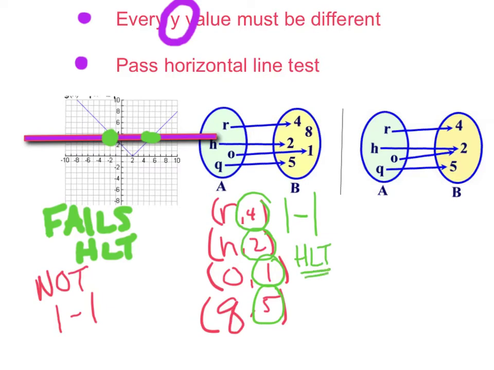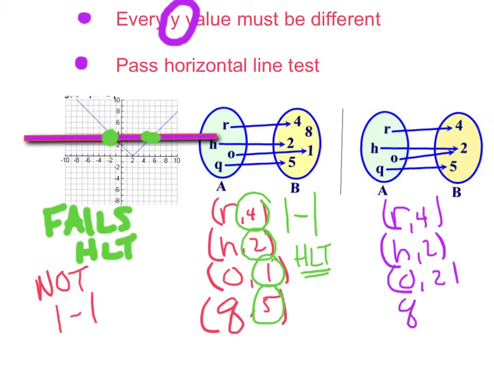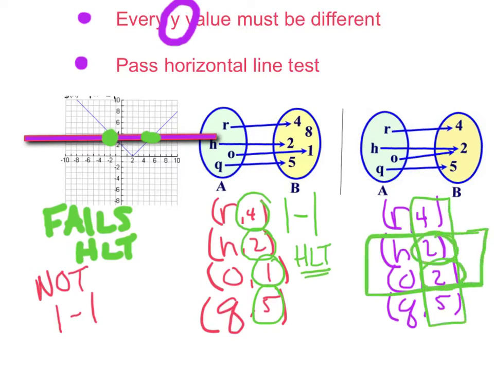Let's take a look at this last example. Again, I'm going to write them down. R goes to 4, H goes to 2, O goes to 2, and Q goes to 5. Do I pass the one-to-one test? Is every y value different? Heck no. I see these two are the exact same. So this is not one-to-one. Remember, every y has to be different. Is it just a plain old function? Yes, because every x is different, but it's not a one-to-one function.